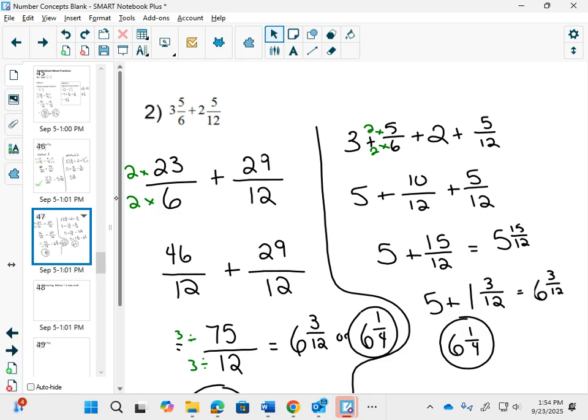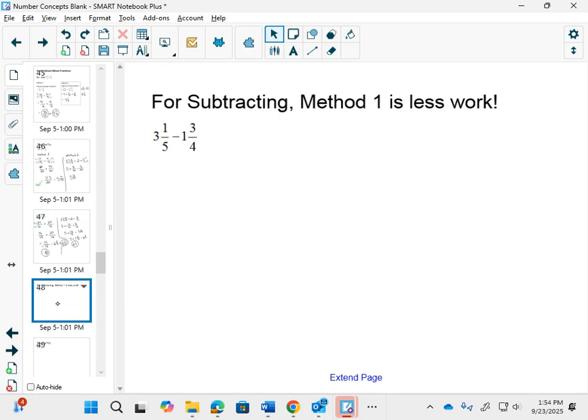Now, generally in subtracting, you'll see people recommend the improper fractions just because you make fewer mistakes. I will still show you both ways for this. Okay? So, method 1 generally is seen as better, but I'll show you both ways. So I have 3 1/5 minus 1 3/4.